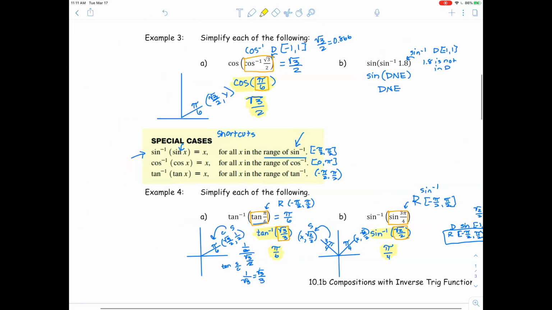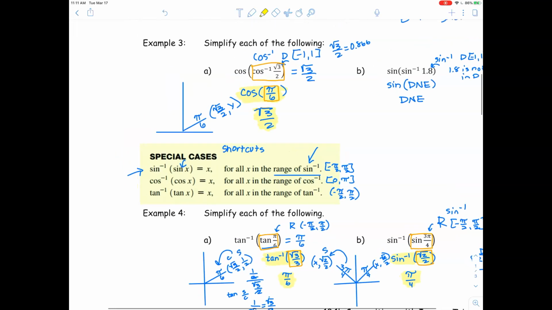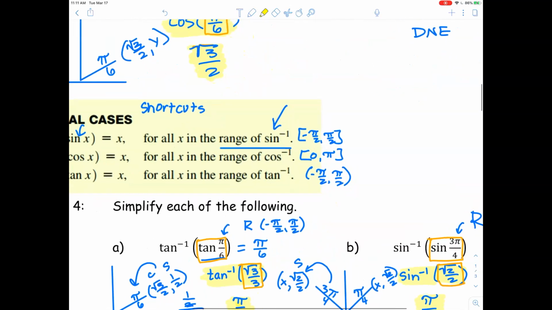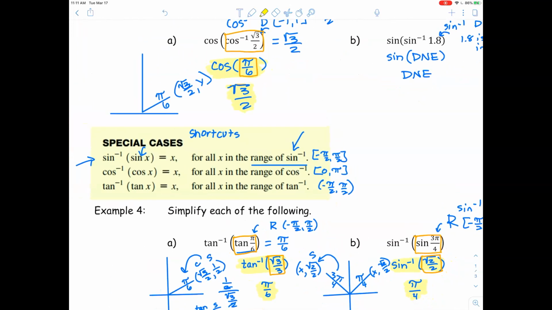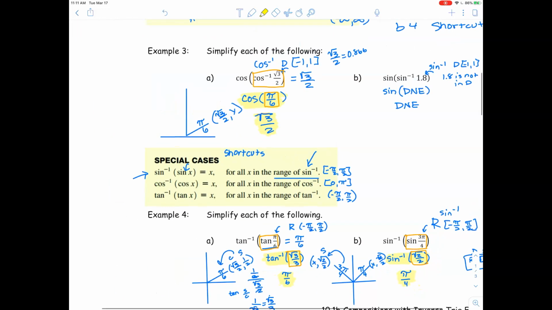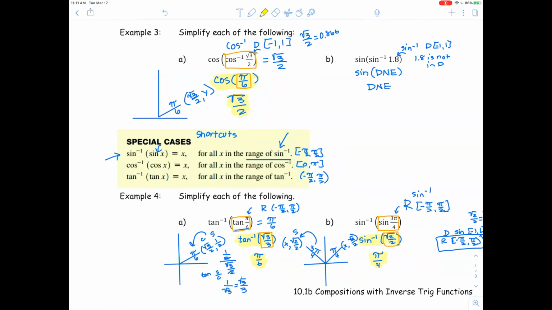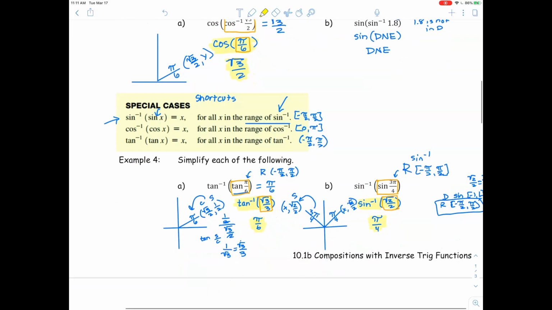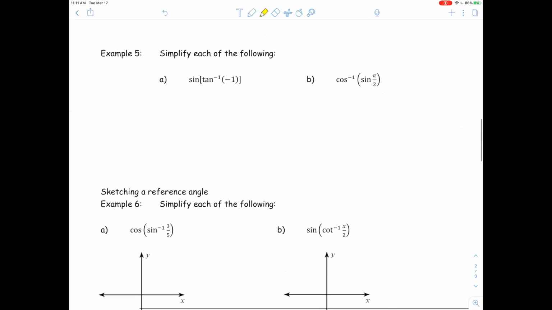And so the shortcuts are nice, and they're helpful, but of course you have to remember to stay within the restrictions for the definitions of those shortcuts. Otherwise, you can always just put your pencil to the paper and take a couple extra steps to solve the problems.